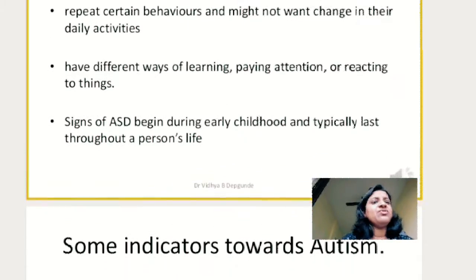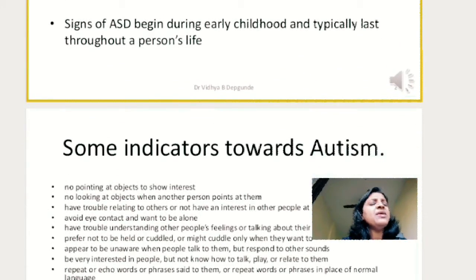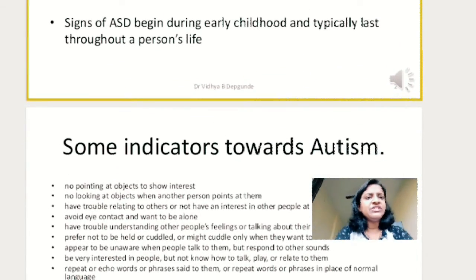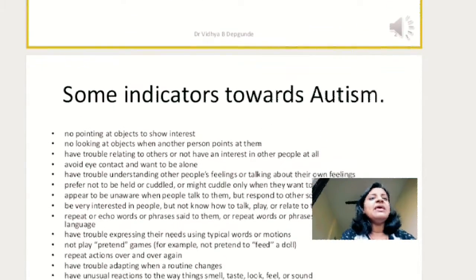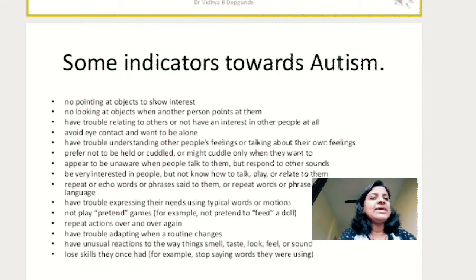There are some indicators of autism. Indicators means behaviors or pointers which are very similar in everyone who has autism. They don't like pointing at objects and they don't show any interest when somebody is pointing at something. They don't look when somebody else is pointing. They have difficulty understanding what another person's behavior or intentions are. They have difficulty giving eye contact, so they avoid eye contact. They want to be alone.